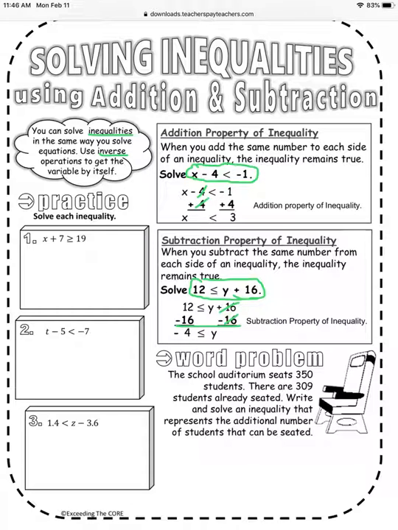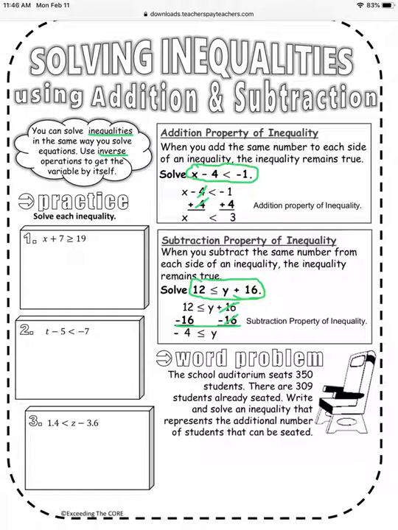And I would read my answer from the variable. So I would read this as y is greater than or equal to -4. Okay, now we're going to practice some of these. Let's look at number 1. It says x plus 7 is greater than or equal to 19.